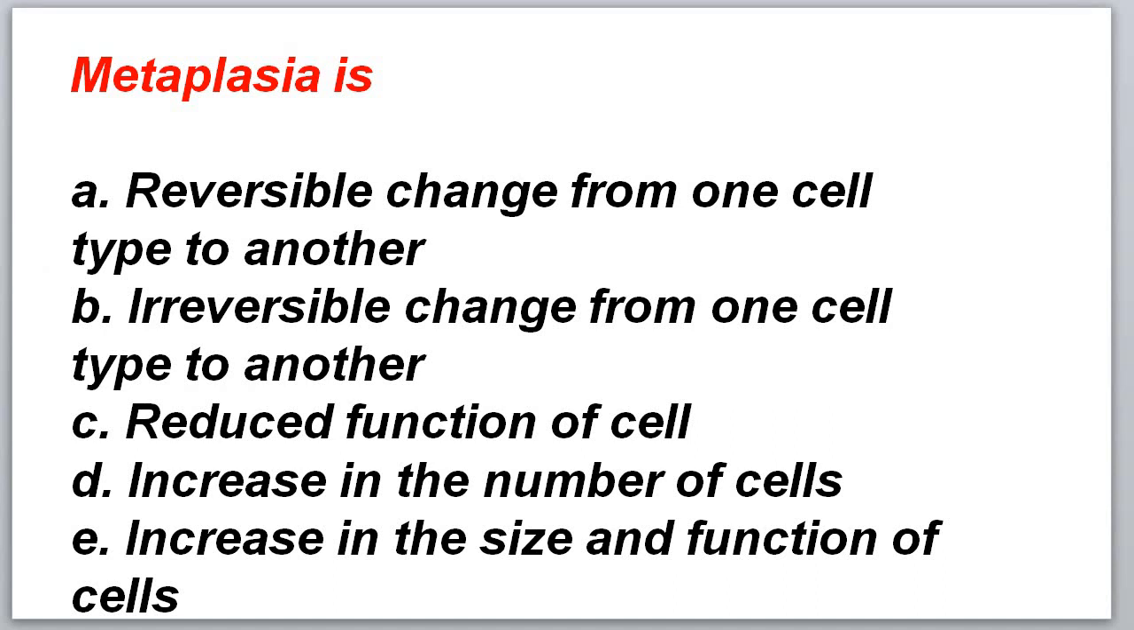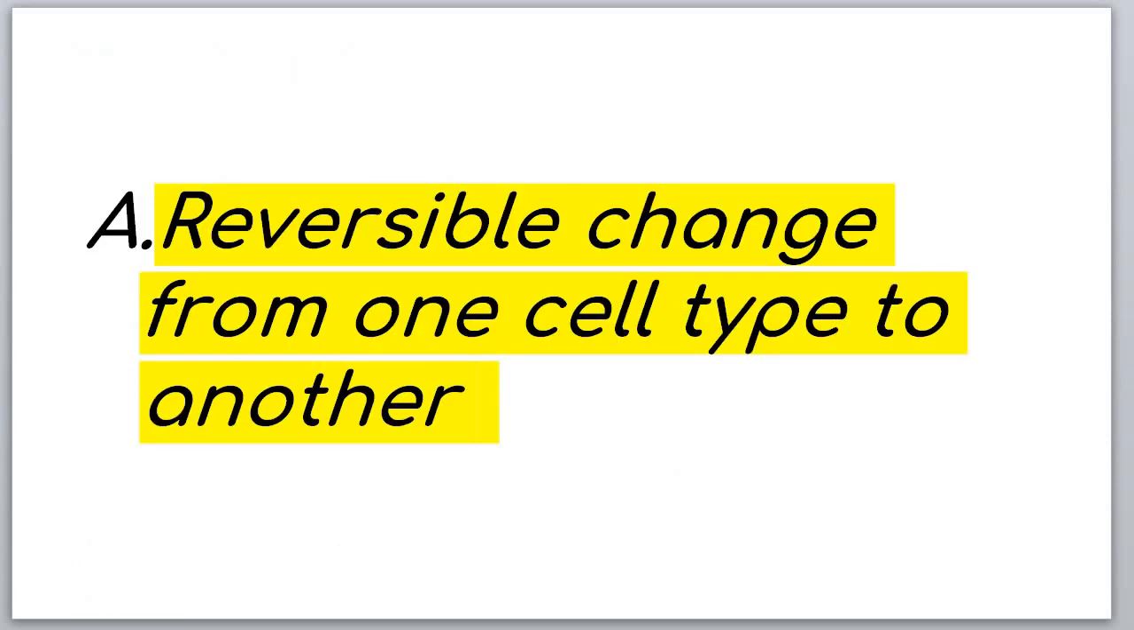Metaplasia is: option A, reversible change from one cell type to another; option B, irreversible change from one cell type to another; option C, reduced function of cell; option D, increase in the number of cells; option E, increase in the size and function of cells. Option A, reversible change from one cell type to another, is the correct option.